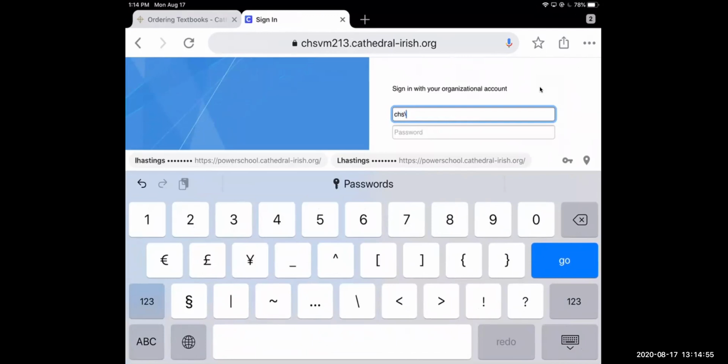So, what does it say? CHS backslash, and then... okay, so I am not able to log in because I'm not a student, so I haven't really seen exactly what it looks like.